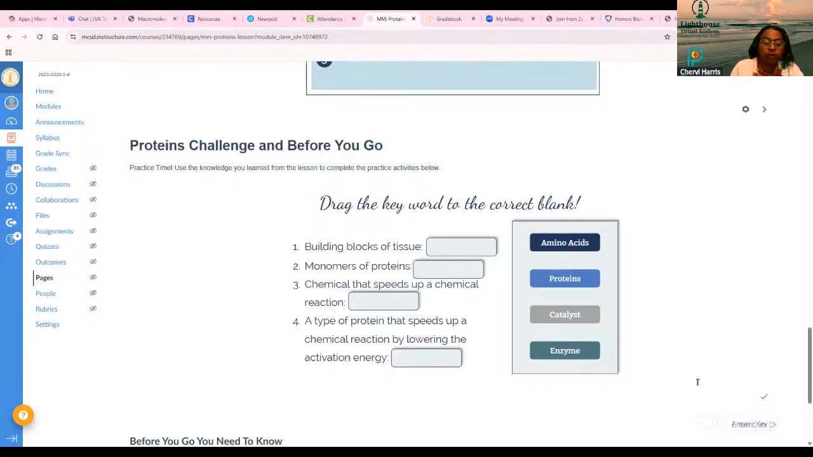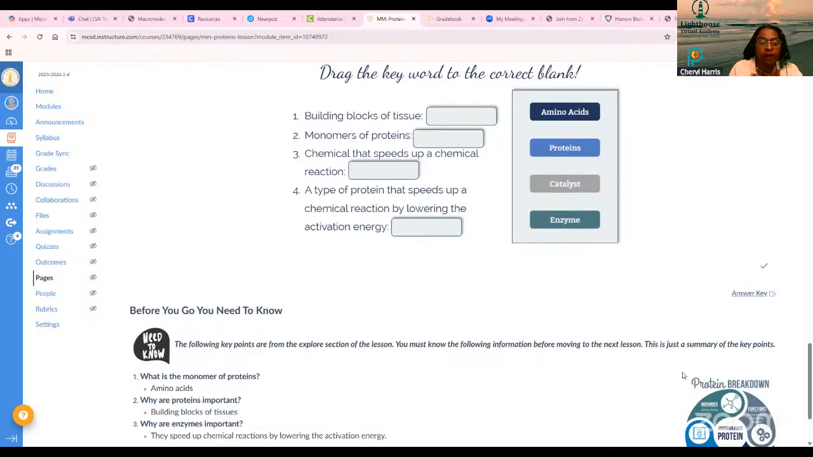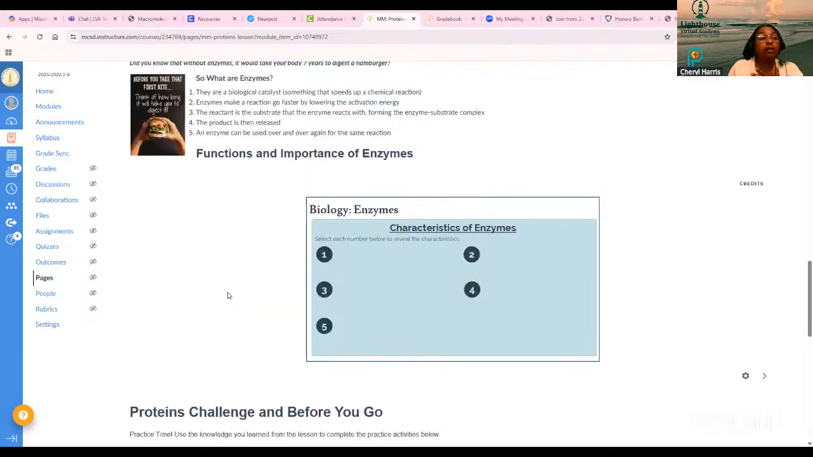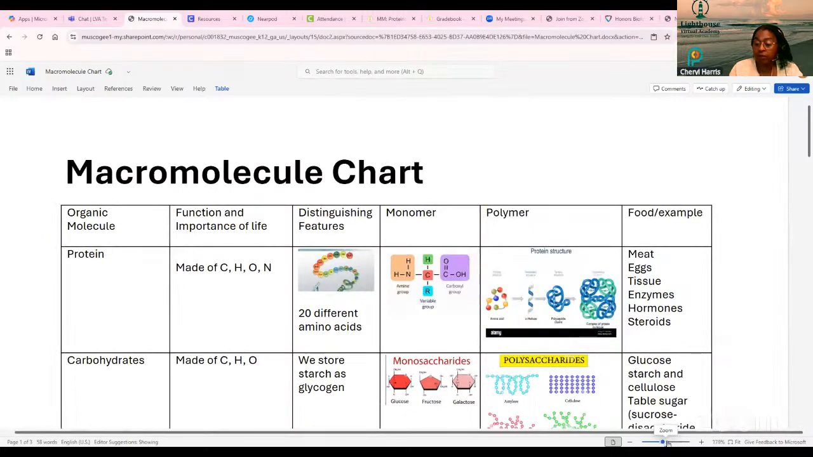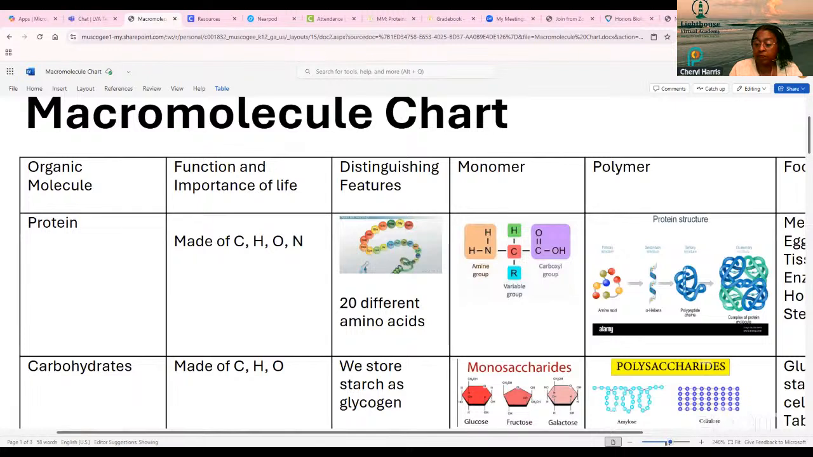We are due for a quiz, so make sure that you have done that. Somebody asked about the macromolecule chart. You should have at least that much. You should have more in your first box than I have right now. Like I said, get the function from the module, but everything else you should have. We're going to do carbohydrates next, so you can take a look at what I have here for carbohydrates. But if you don't have it right now, don't worry about it.